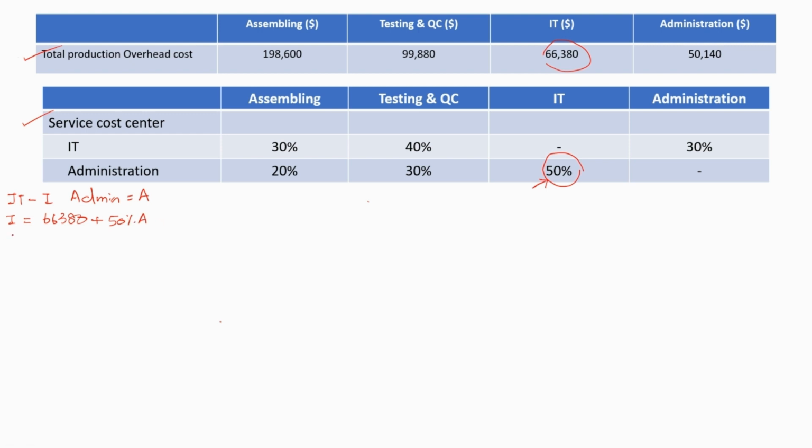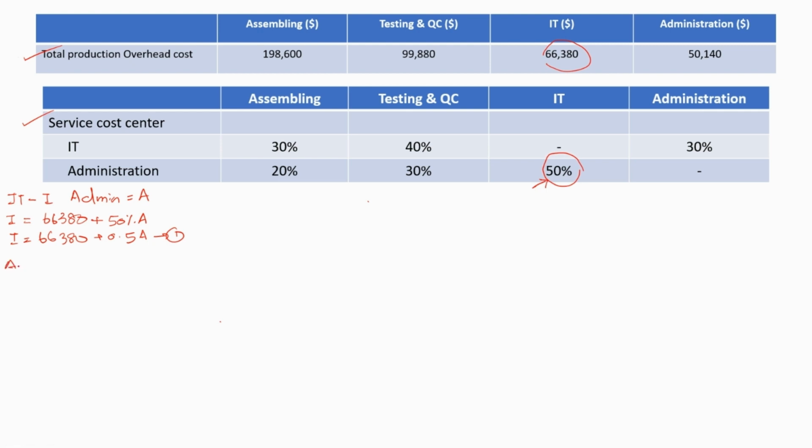Let's simplify this equation. I is equal to 66,380 plus 0.5. 50% is equal to 0.5 times A. This is the first equation. Now let's formulate the second equation for the second service cost center.